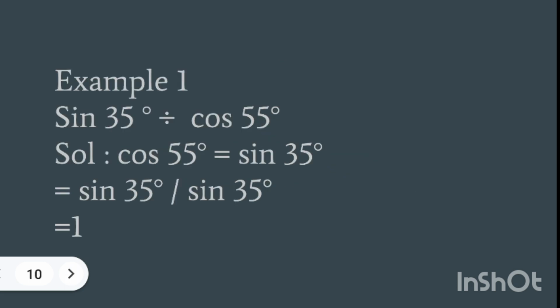Now here comes example 1. Let's solve a question. Evaluate sin 35 degrees divided by cos 55 degrees. Now using the identity, cos 55 degrees equals sin 35 degrees. So the expression becomes sin 35 degrees divided by sin 35 degrees, which is equal to 1. Hence the answer is 1.